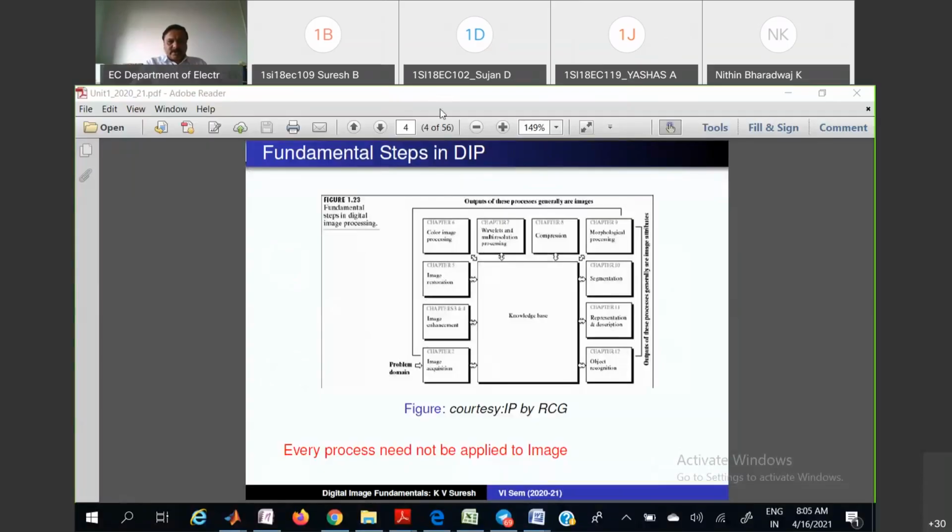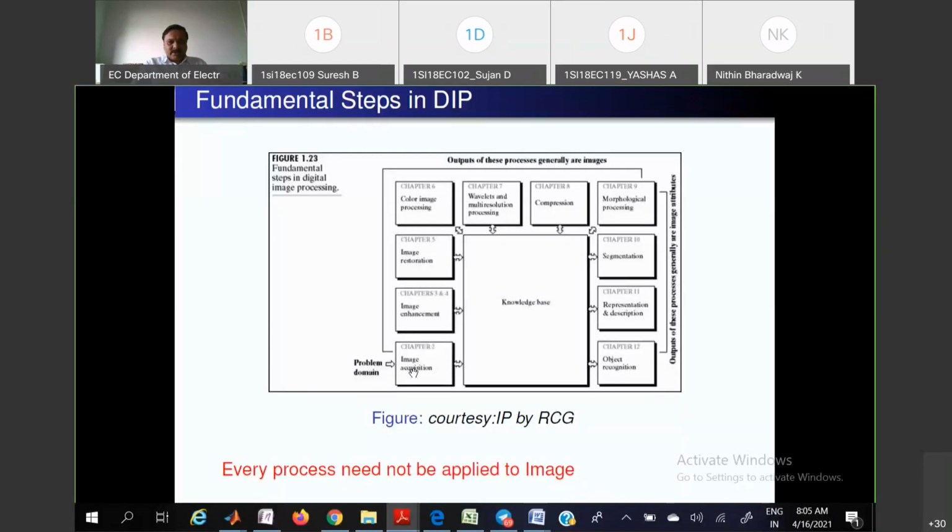In fact, even though we may not use all the steps that I told you, for example, here there is acquisition, enhancement, restoration, color image processing, wavelets and multi-resolution processing, compression, morphological processing, segmentation, representation, and object recognition. All the processes need not be applied because it all depends on what is the application for which you are using image processing. For example, if I just want to denoise a satellite image, I may be interested in only some of these blocks. I may not use most of these blocks.